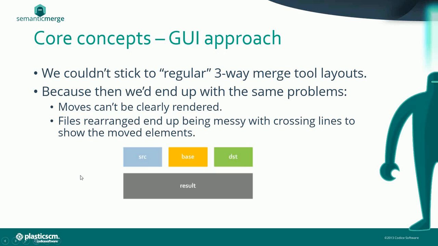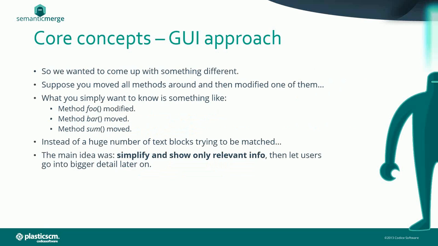The thing is that it doesn't really work for the type of problem we wanted to solve, because the main problem is when you have a lot of changes, and changes can be really easy, like just moving a few methods up or down. This way of rendering doesn't actually work, because you end up with methods being crossed. One goes up, the other one goes down, so it's very difficult to track what was modified. That's why we wanted to come up with something different.